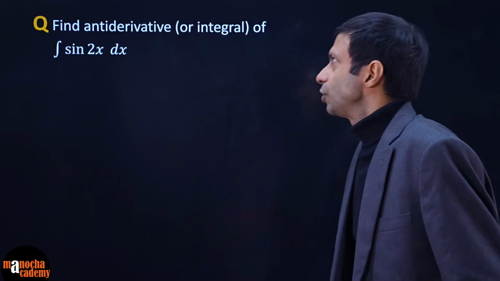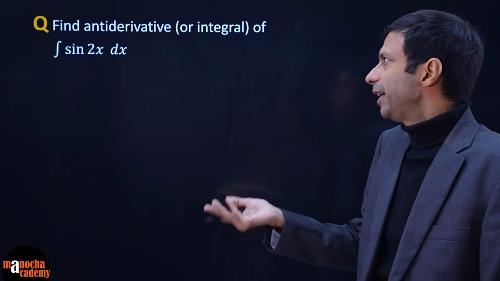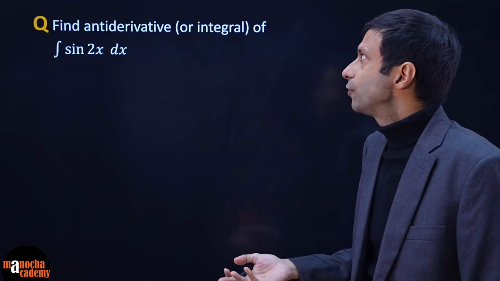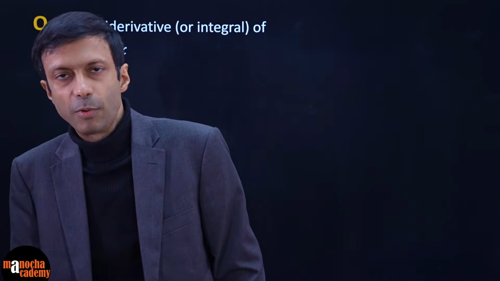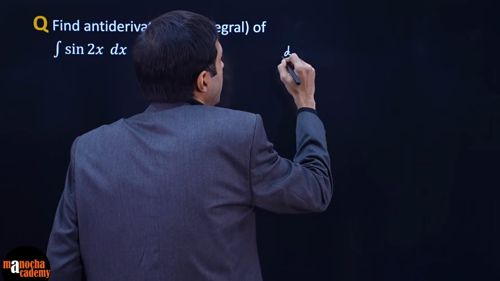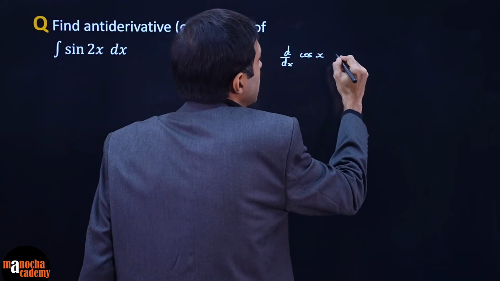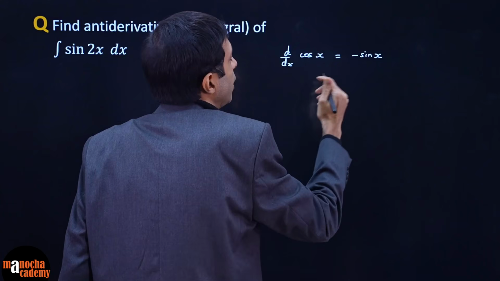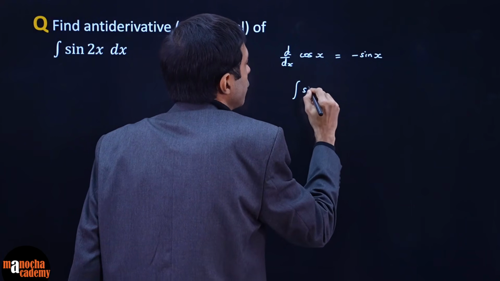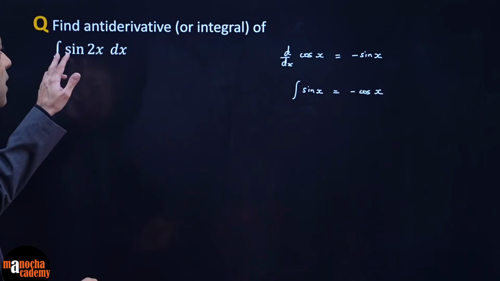Got it? Next question. Find the antiderivative, or integrals, means the same thing, of sine 2x dx. How will you do this? Come on, try it out. Integration of sine 2x. Tell me, what will be the answer? See, if you think in terms of antiderivatives or derivatives, we know that differentiation of sine x is cos x, differentiation of cos x is minus sine x, right? So if I want to do integration of sine x, that will give me minus cos x. Simple. But the problem is they have given me sine 2x.